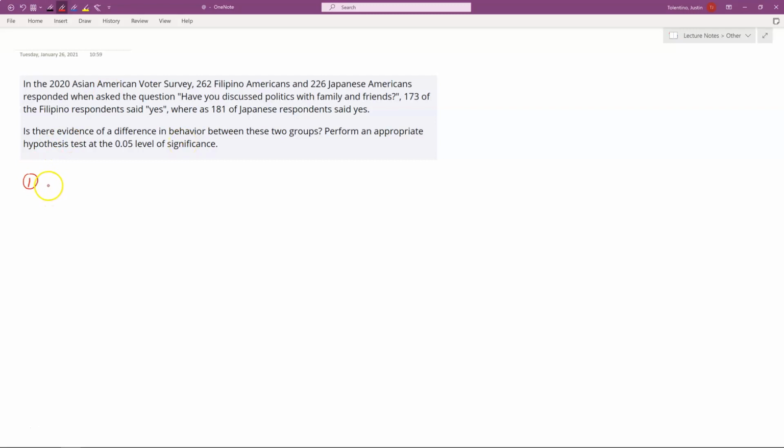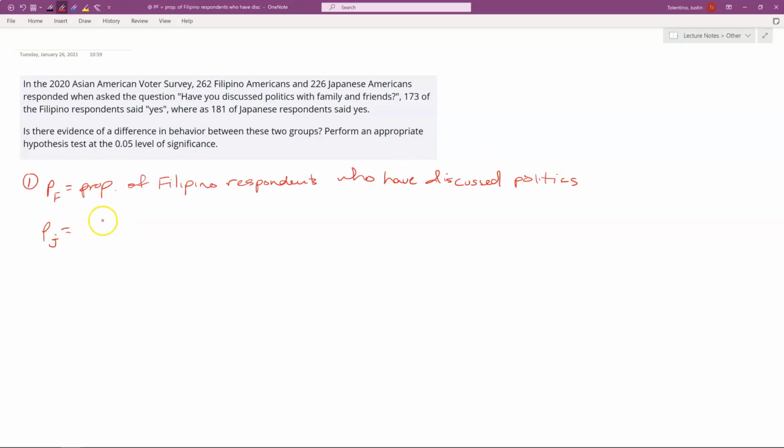The two categories we have are the Filipinos, so I'll use p with a subscript of F to represent the proportion of Filipinos, and then we also have the Japanese, so I'll use the subscript of J to represent Japanese. This is the proportion of Filipino respondents who have discussed politics. And likewise, we're going to put the proportion for Japanese who have discussed politics.